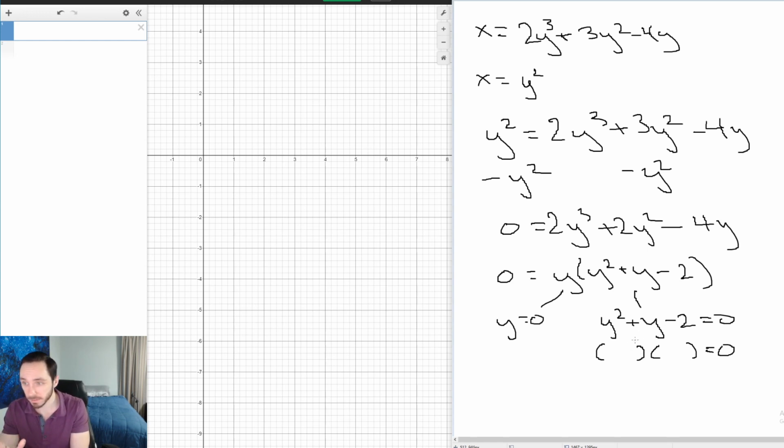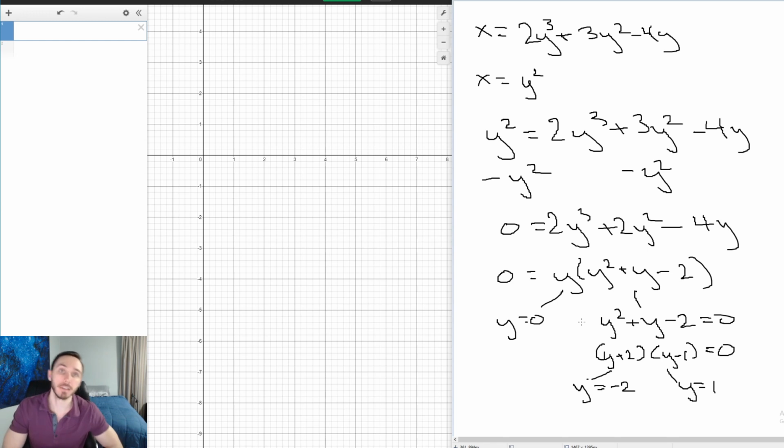So is this nice and factorable? I sure hope it is. You get y plus 2 and then y minus 1. So here we get y is equal to negative 2, here we get y is equal to 1, and then we have y is equal to 0. Makes sense that a quadratic cuts through a cubic curve 3 times. So let's actually confirm our suspicions. This time around we're doing the algebra first and then confirming our suspicions. We can still do this by hand completely, but it's nice to view this visually.